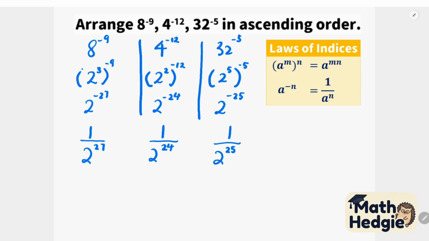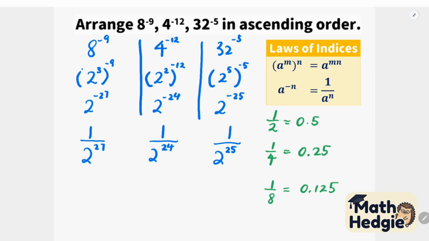Now here is the key point. All these fractions have the same numerator, which is 1. When fractions have the same numerator, the fraction with the larger denominator is actually the smaller number. Think about it practically. 1/2 is 0.5, 1/4 is 0.25, 1/8 is 0.125. So 1 divided by a larger number gives a smaller result.